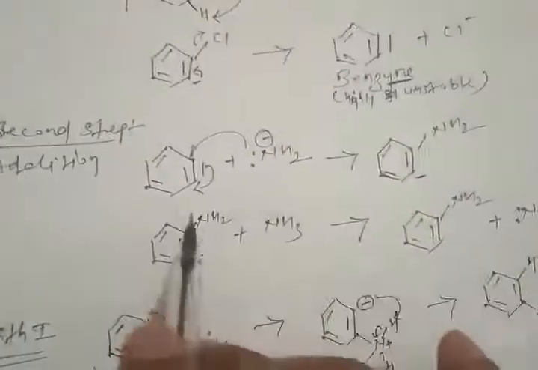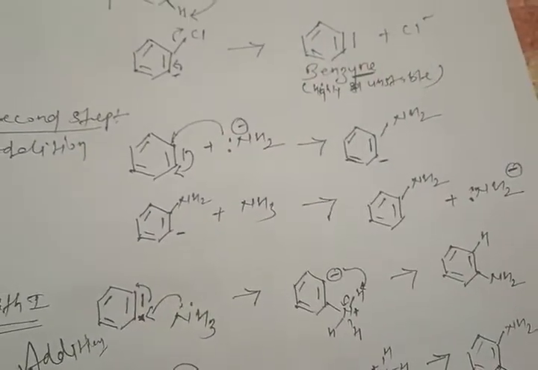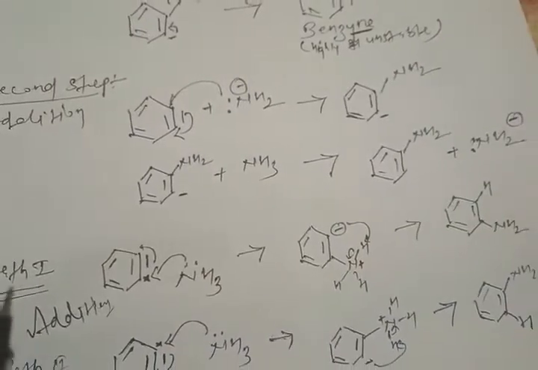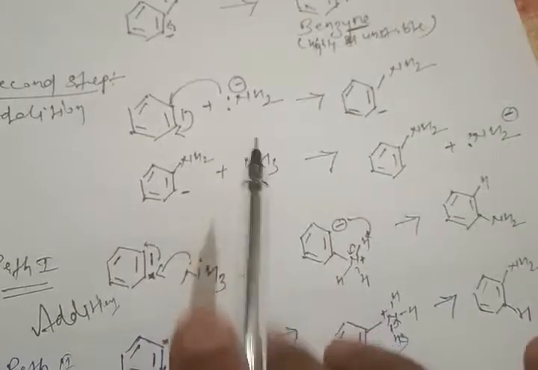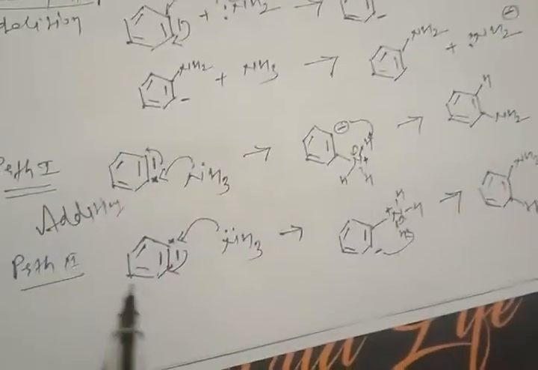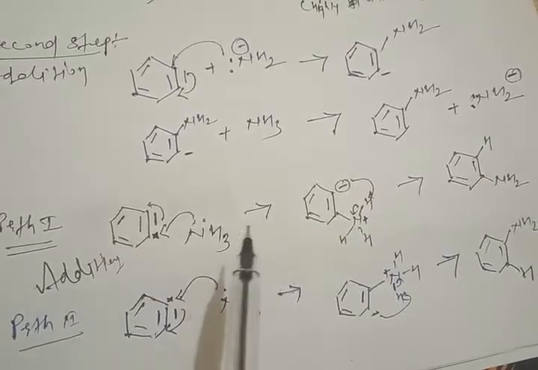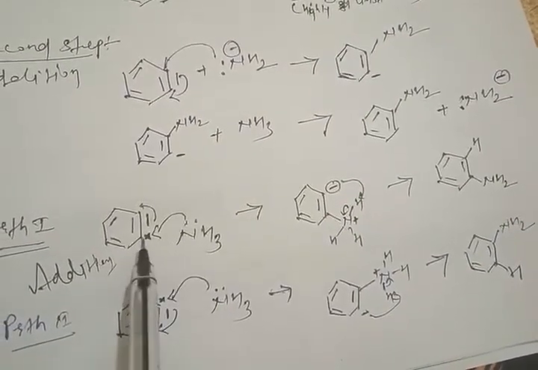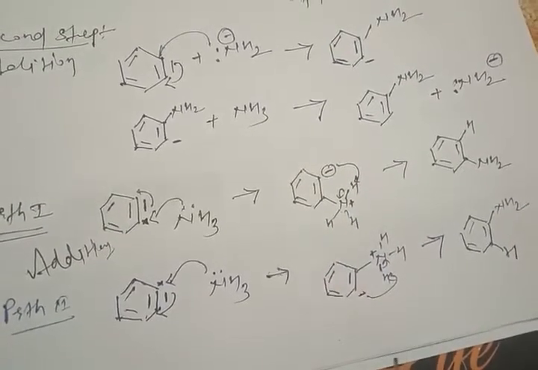Although this one is also correct, I'm not saying that it is totally wrong, but somewhere I think it is not a good idea to go to this mechanism, but this is correct. The addition stage can follow two paths. This is the first path, by attacking this side of the carbon, and this is the second path, by attacking this side of the carbon.